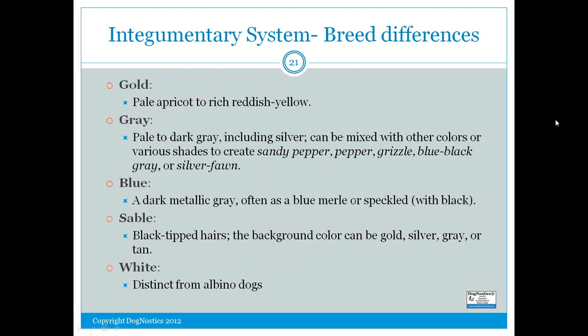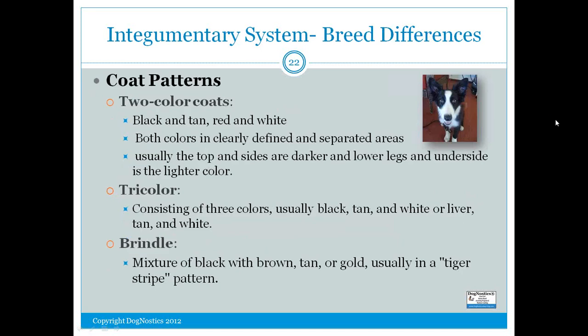Blue, sable, white, lots of specialized colors in different breeds. There's also coat patterns. You've got your two-color coats, like your Border Collies. You've got tri-color coats. And your brindle coats, like in your boxers and bulldogs, is typically a tiger stripe pattern.